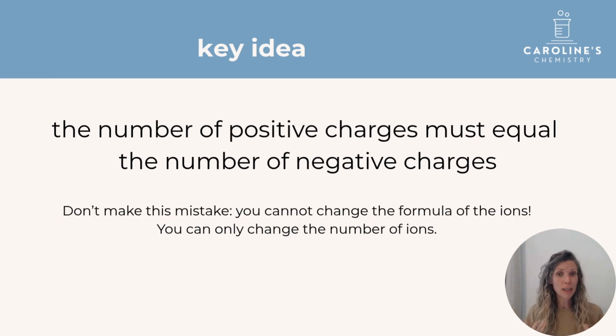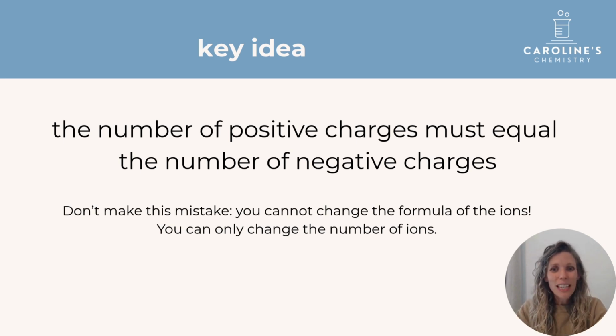And that joke is meant to point out that you cannot change the actual formula. Like a sulfate ion is always SO4 with a charge of 2-. That bit you cannot play with. The only thing we can do is change the number of ions. Do we have 1 hydroxide ion, 2 hydroxide ions, 3 hydroxide ions? I'm going to show you what I mean by that too.